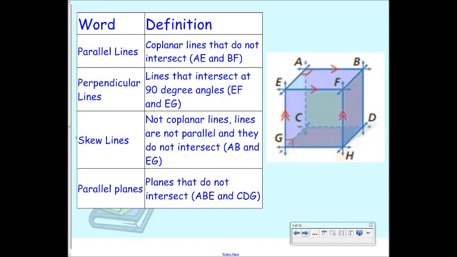Okay, so we have a lot of words, a lot of definitions to get through today. Some of them, most of them probably you already know. So there shouldn't be that much that's too new. We're just applying it in a different way.